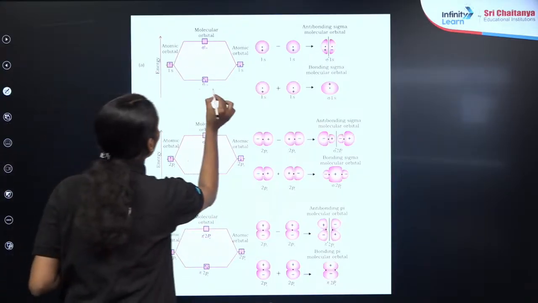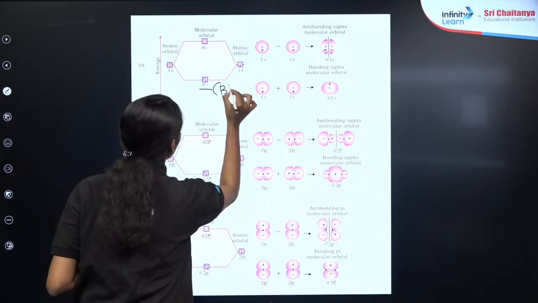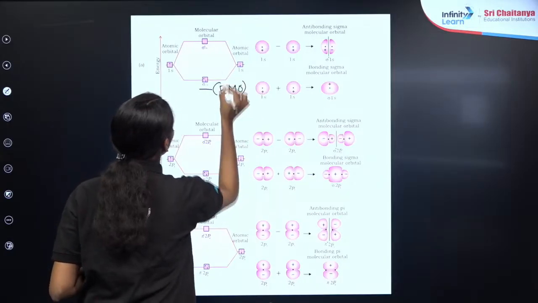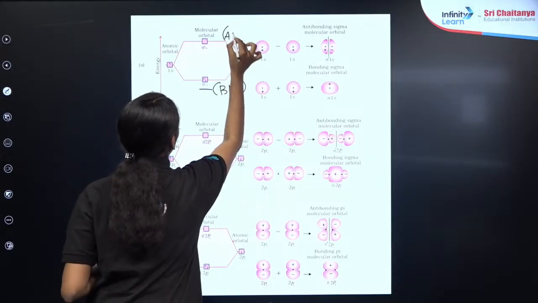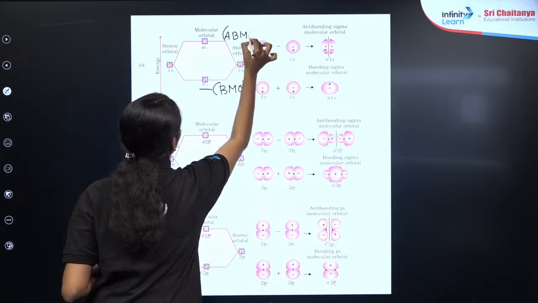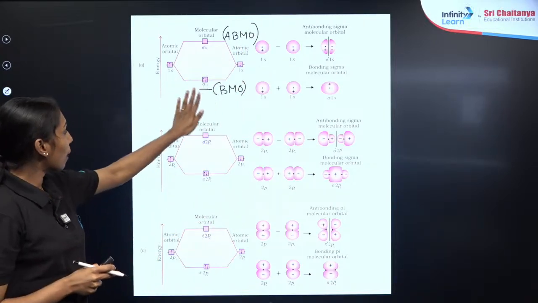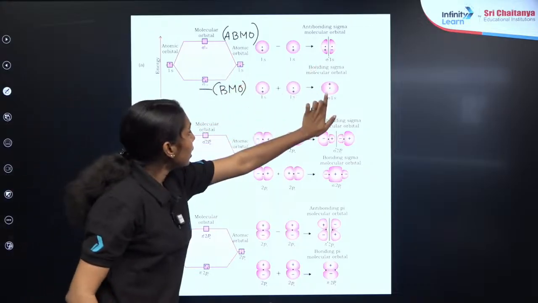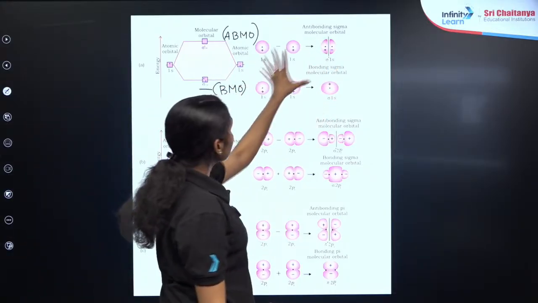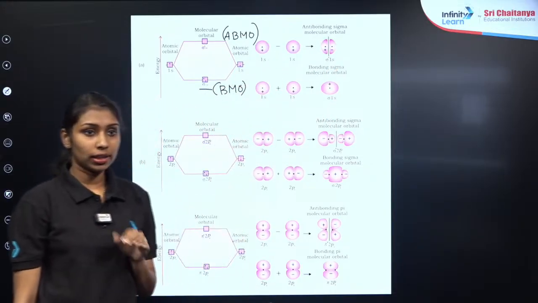One is the bonding molecular orbital, which is represented by sigma. Then this one is the anti-bonding molecular orbital, represented by sigma star 1s, right? The 1s orbital always forms axial overlapping, so it will form sigma 1s and sigma star 1s. This will be the structure of the resulting molecular orbital. Clear?